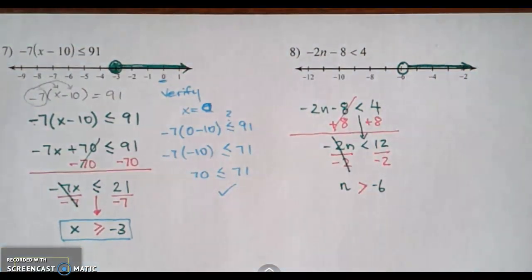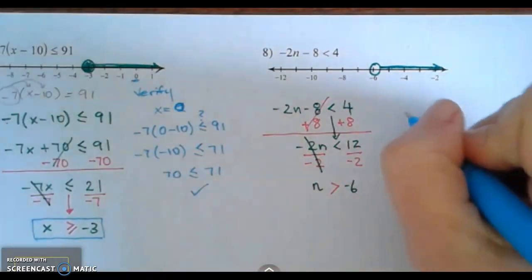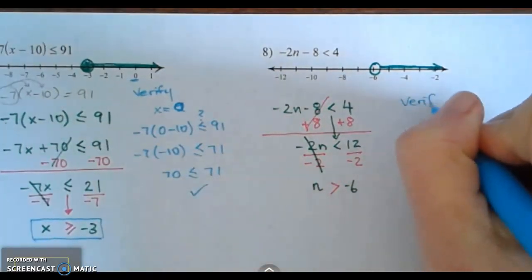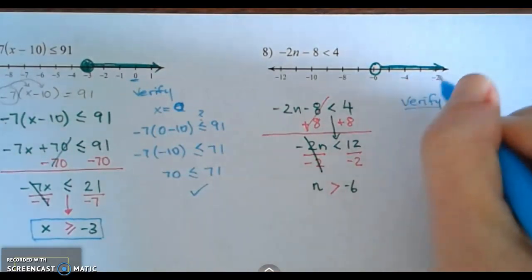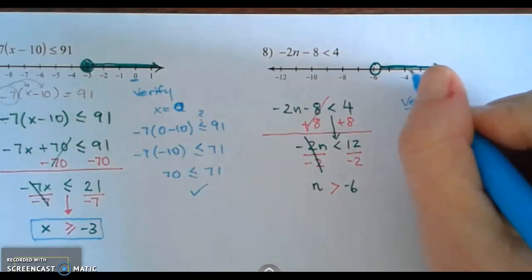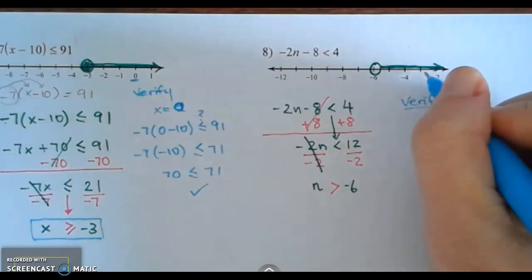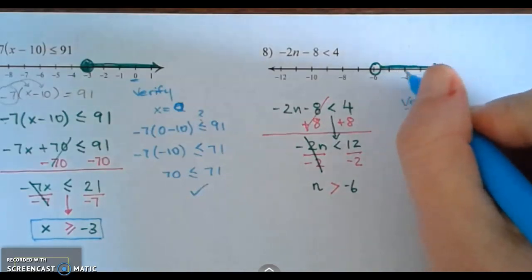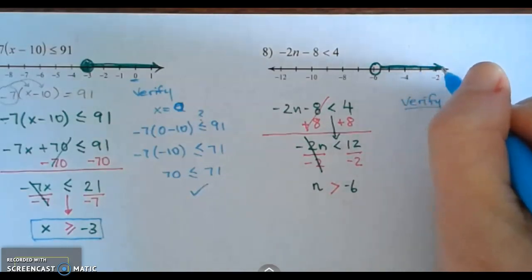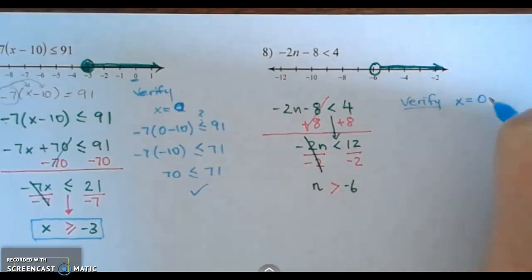Okay, so now to verify. How do I do that? Verify. Pick an easy number that is a solution. So in here, okay, if I continue down this road, I know that 0 will be part of the solution. 0 will be over here. So I can pick x is equal to 0.